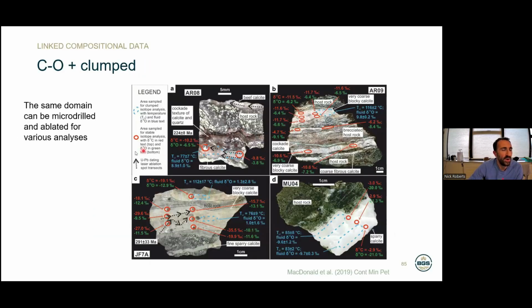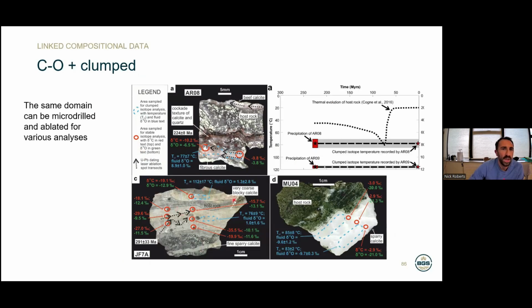The advantage of working on things like thick sections is that we can do uranium-lead dating, and we can then drill out the same domains for clumped isotopes, and we can drill out areas for carbon and oxygen samples. We can then look at thermal histories and fluid histories of this rock. So we've got their age, and then we've got their precipitation temperatures. We can compare the clumped temperatures with the known thermal history of that rock.